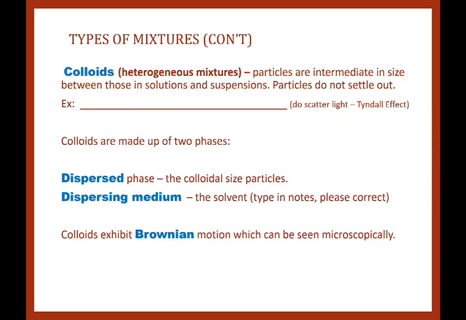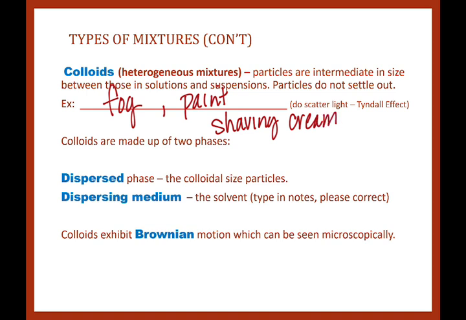And then colloids, if you remember, are intermediate in size, and they're kind of between the solution and the suspension, and the particles do not settle out. We used the example of fog last semester because it is dispersed in there. Another example would be paint, and then shaving cream is another example. So those are 3 examples of colloids. Kind of like solutions, they have a dispersed phase and a dispersing medium. So the dispersing medium is kind of like the solvent. The dispersed phase would be kind of like the solute.